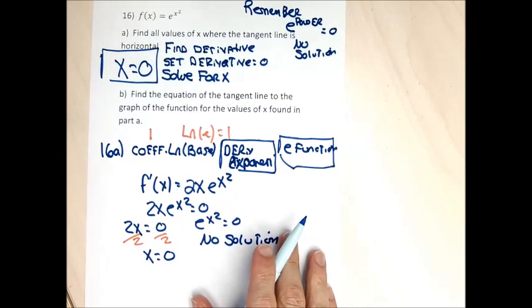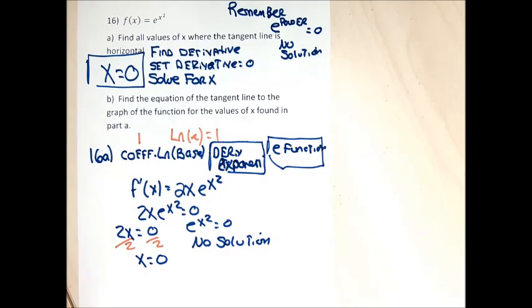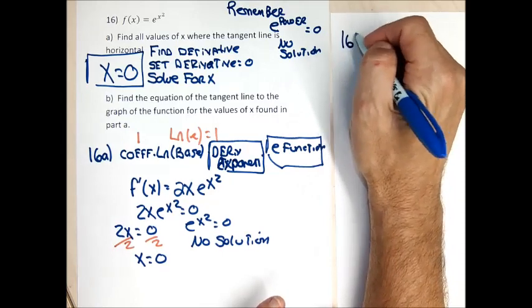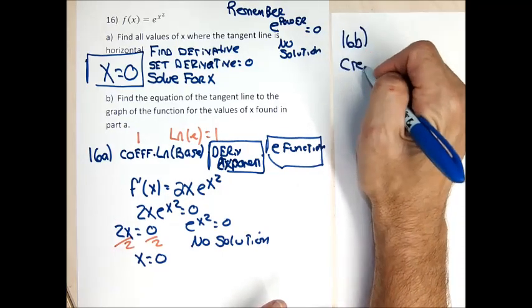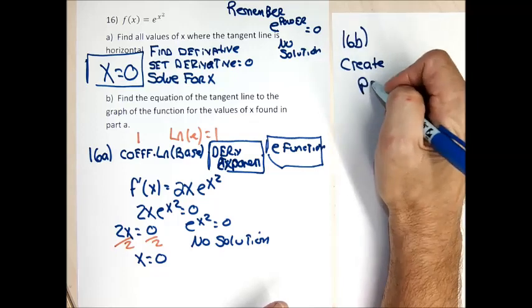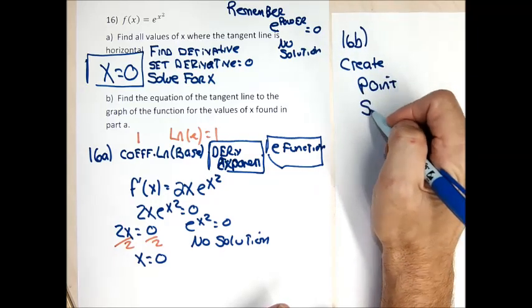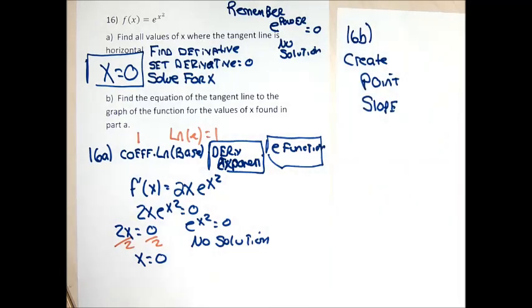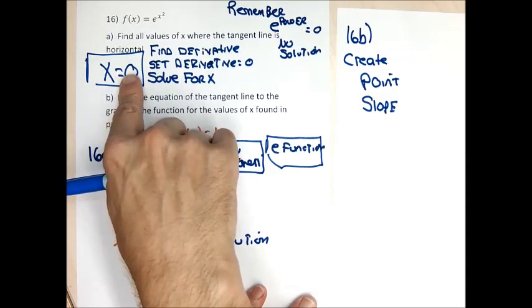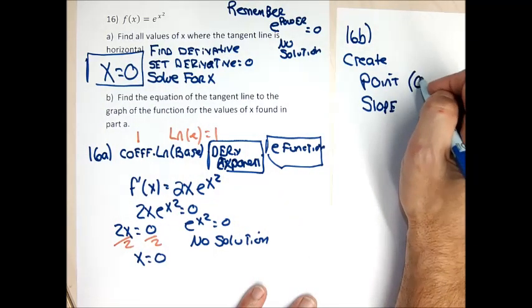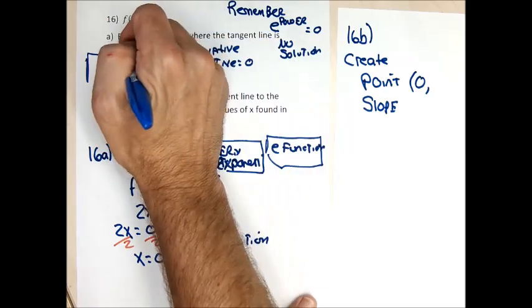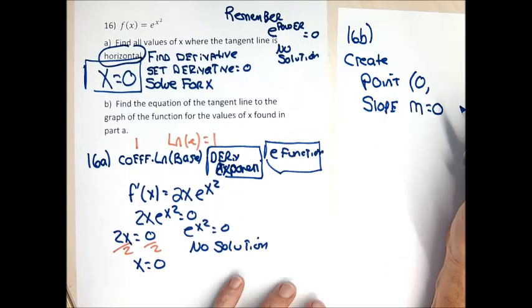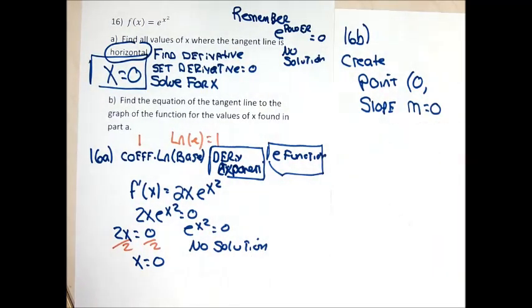To do part B, to find an equation of a line, I need a point and a slope. So for 16b, I'm going to create a point and a slope that fit with the problem, and it's super easy to do. The x-coordinate of the point is the answer that I got for 16a, which is 0. Because I'm finding the equation of a horizontal line, horizontal lines have a slope of 0. So those two pieces come from either the algebra in part A or the wording in part A.